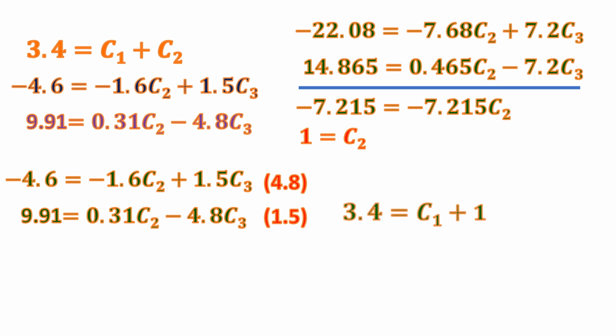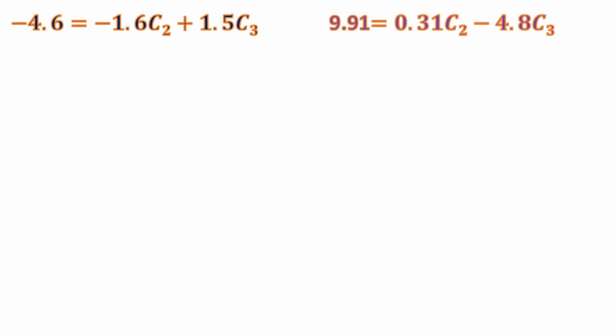Since we know that c sub 2 equals 1, we're going to use the orange equation, and we'll substitute c sub 2 with 1. And then we're going to transpose: 3.4 minus 1 is 2.4. So that means c sub 1 is 2.4. And then we can use either of these two equations, the blue and the violet, to find the c sub 3. But in my case, I'm going to use both, so that this is one way to check if you are doing it correctly, if you have the correct answer.